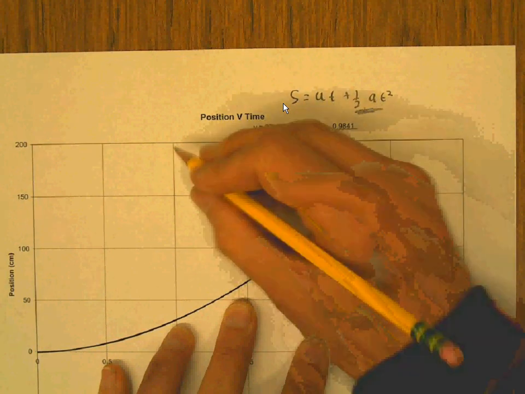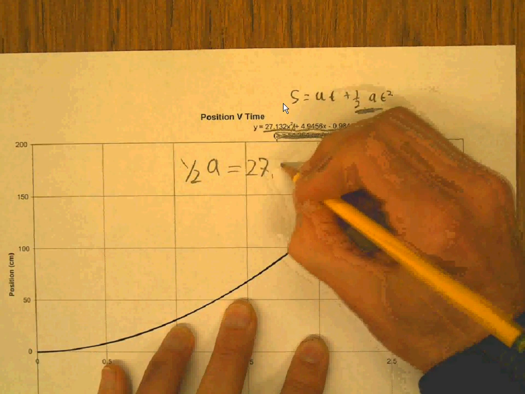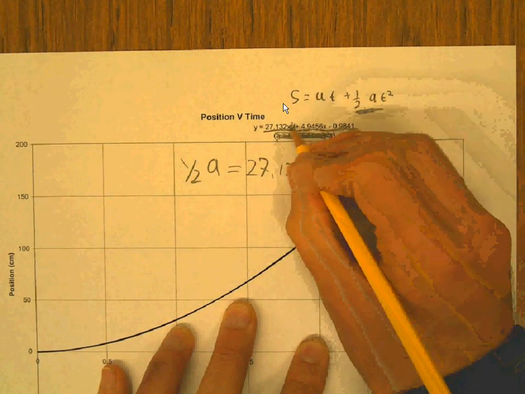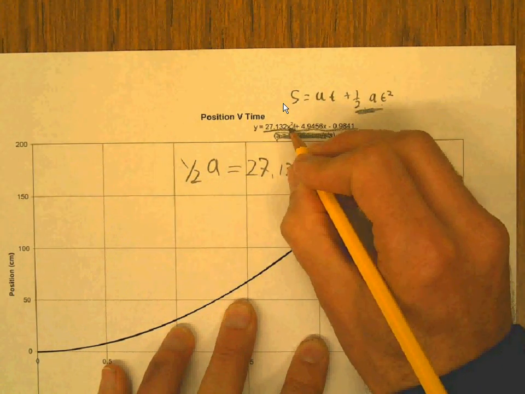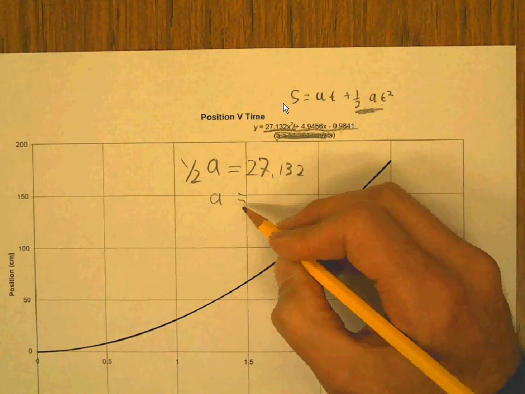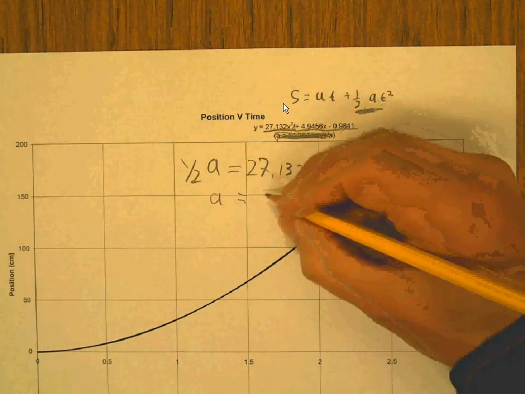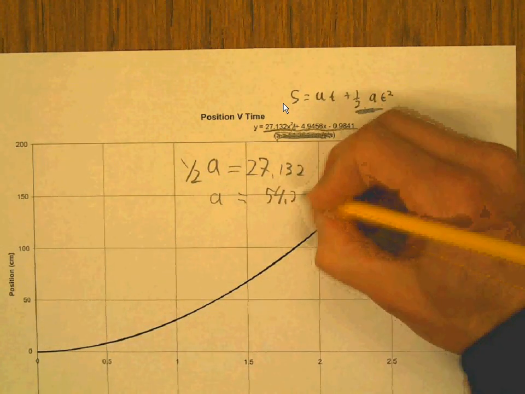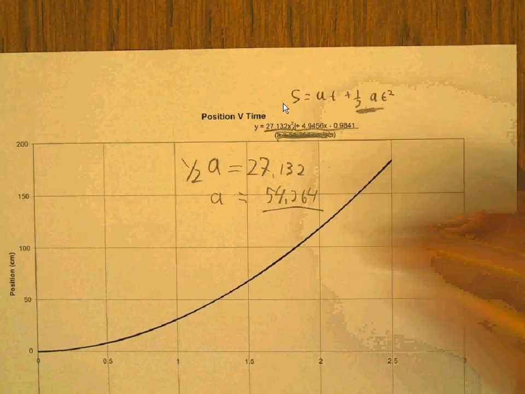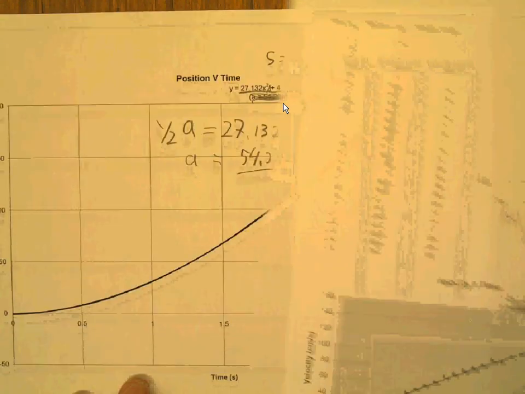Because this is really the displacement. And so if 1/2 a equals 27.132, that being the coefficient of the x squared term, right? Then of course a is just equal to twice that, right? So 2 times 27.132 is 54.264. Now this data is so pretty. I don't know who these students were that I stole it from, right?